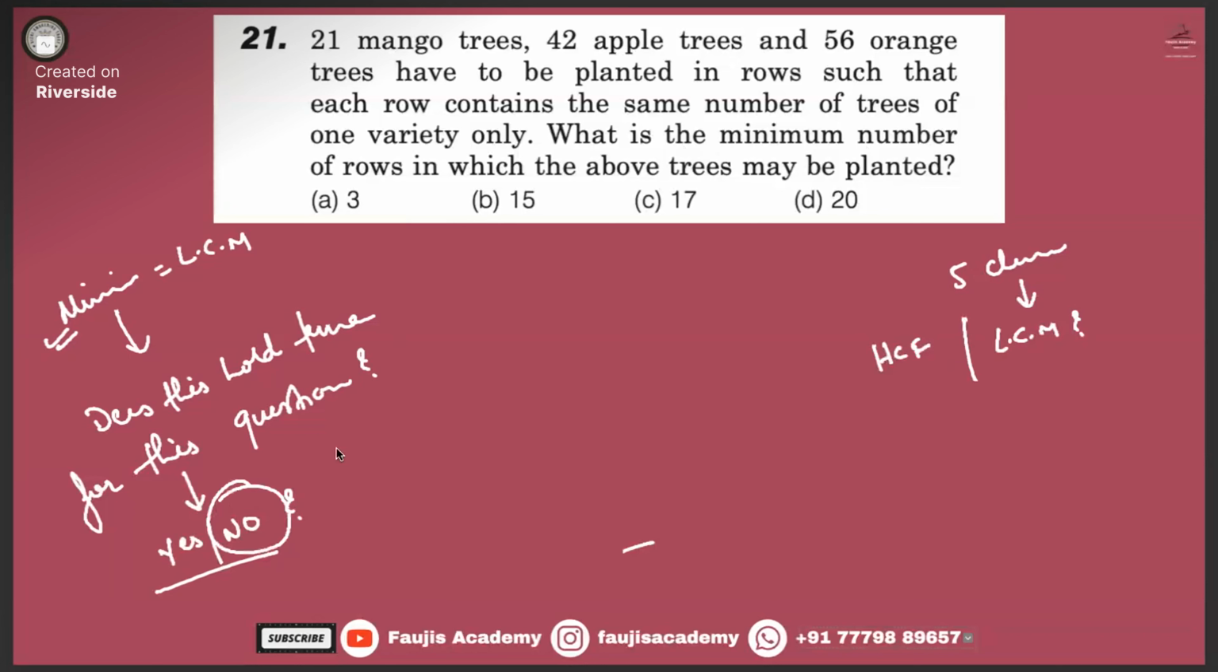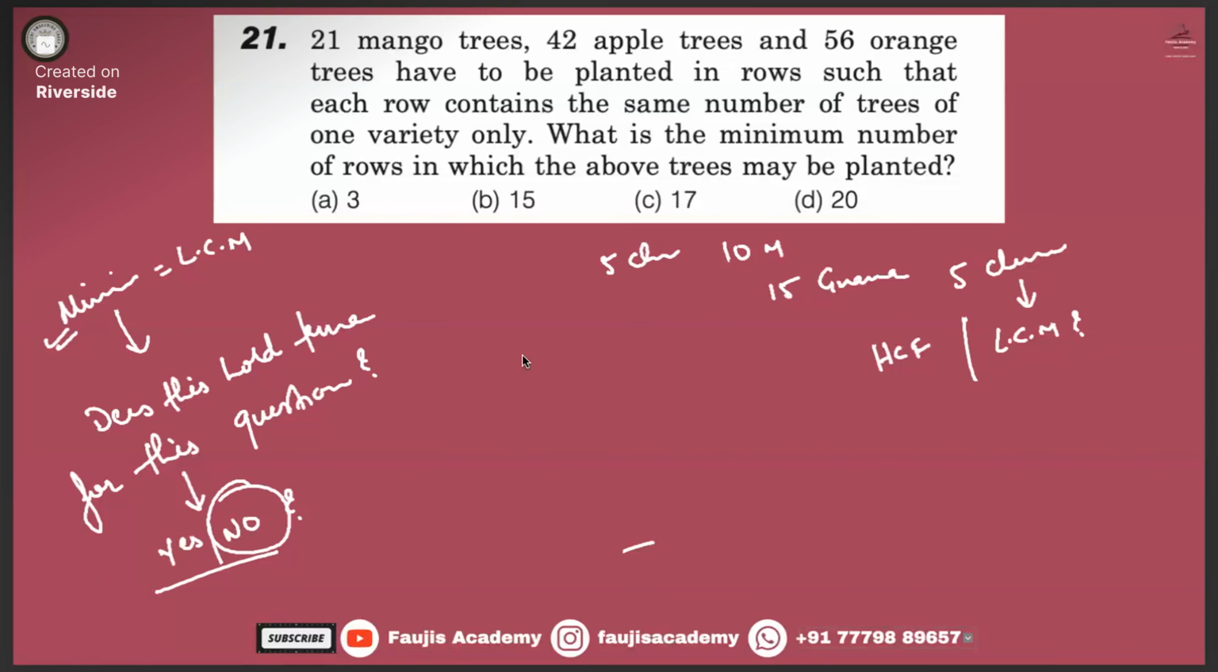Yes. So does this hold true for this question? The answer is no. Okay, so basically you have like, let us say, 5 chili trees. Let us say you have 10 mango trees, and let us say you have like 15 guava trees. Okay.